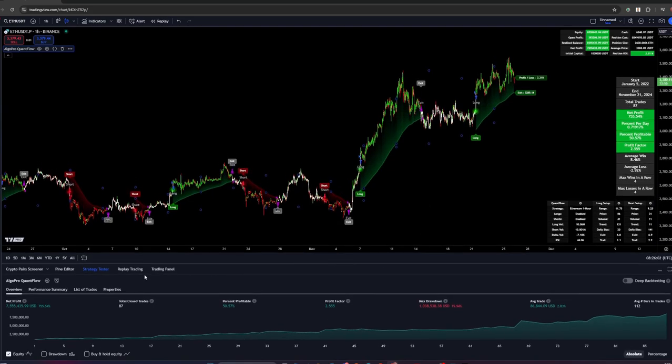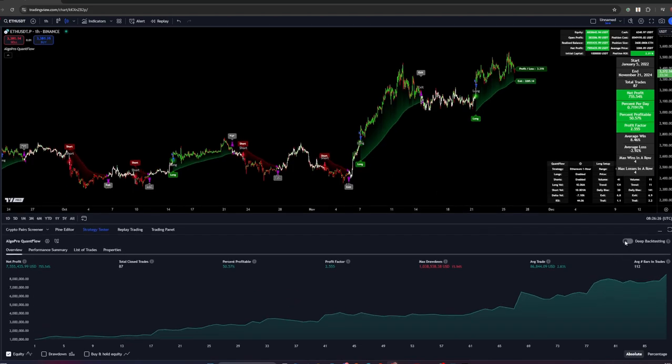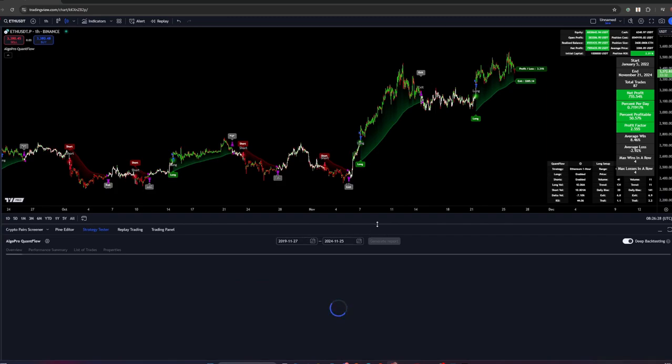You can see for Ethereum, we have 755% profit, 50% win rate, 2.5 profit factor, our average win of 8%, and average loss of almost 3%. So again, a really good risk reward, which is the main mission with QuantFlow. We want big winners and we want small losers, letting our winners run and getting out of our losers really quickly. So we're going to deep back test on that just to see how that has performed as well over time.